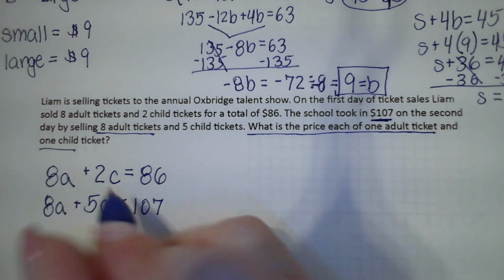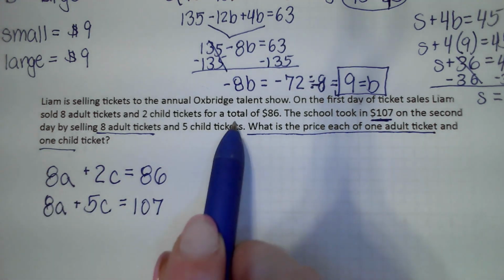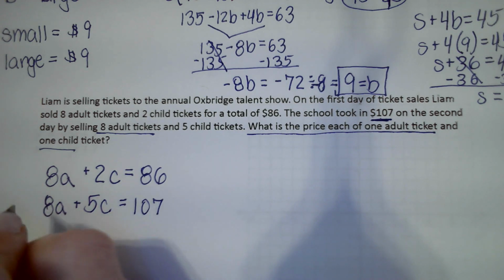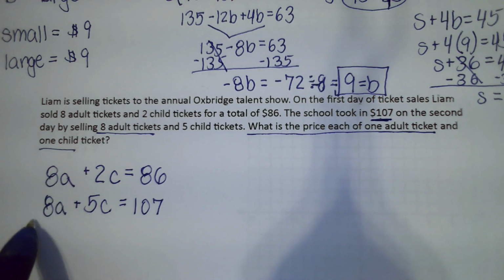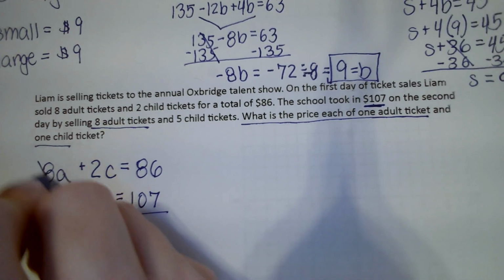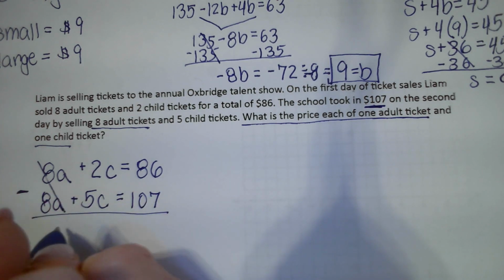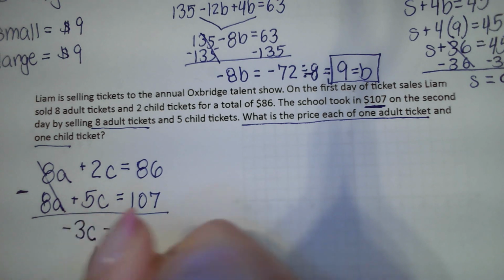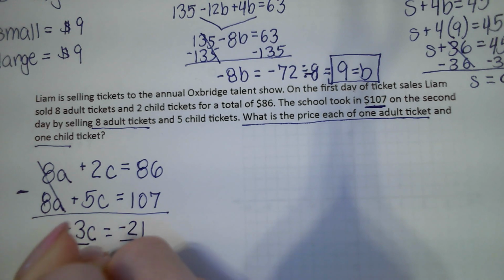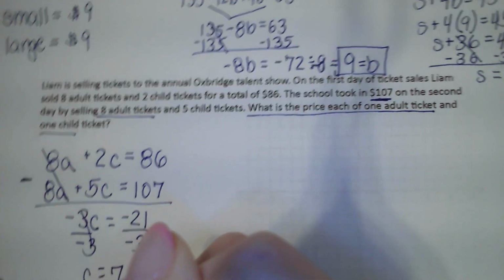ticket? Now, when we've written out our 2 equations based on the info they gave us, I can see that I've set myself up pretty nicely for elimination. I'm going to notice that they're both the same sign. They're both positive 8s. So I'm going to need to subtract this time to eliminate. So 8 minus 8 cancels out. 2 minus 5 is negative 3C equals, and then we have 86 minus 107, we get negative 21. And we divide by negative 3, and we get C equals 7.